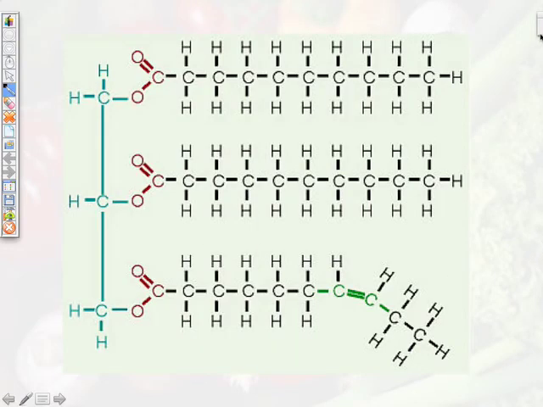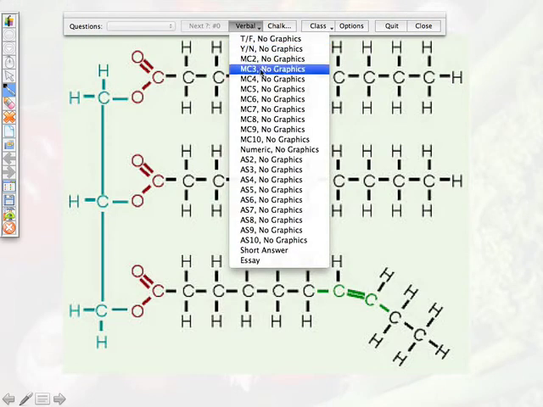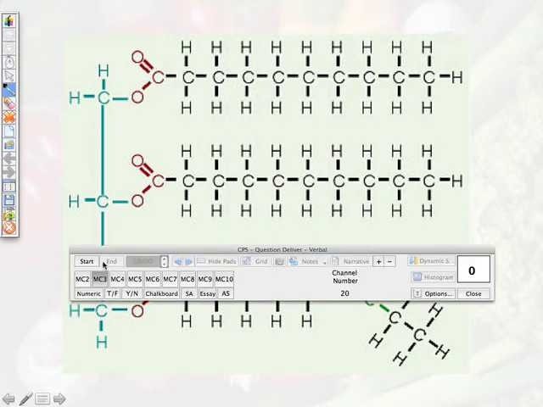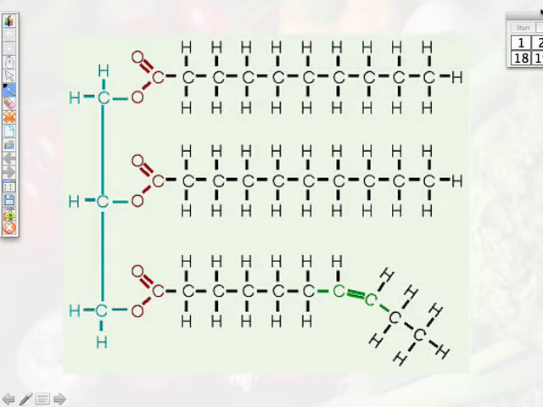Okay, let's take a look at this one. I want to know, is this A, saturated, B, unsaturated, C, polyunsaturated?